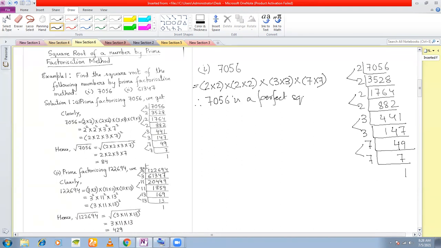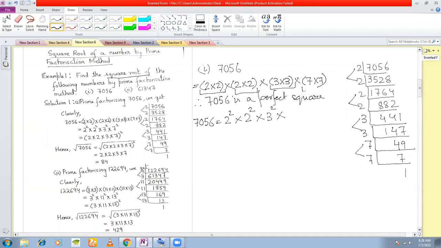But our task does not end here. The question here is to find the square root of it. So we'll need to proceed further. So how do you proceed? We write this once again: 7056 is equal to, now this 2 into 2 can be written as 2 square, into this 2 into 2 can be written as 2 square. This 3 into 3 can be written as 3 square.